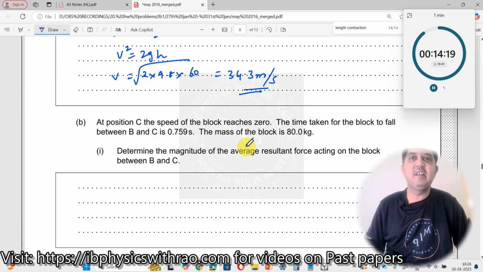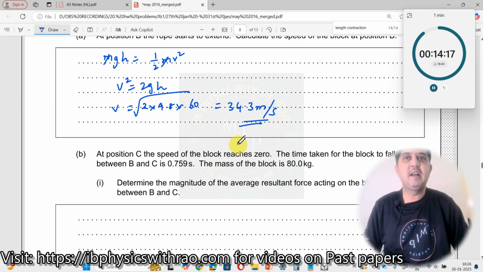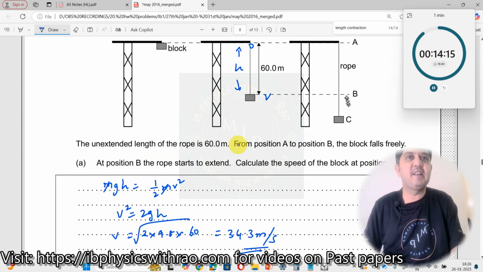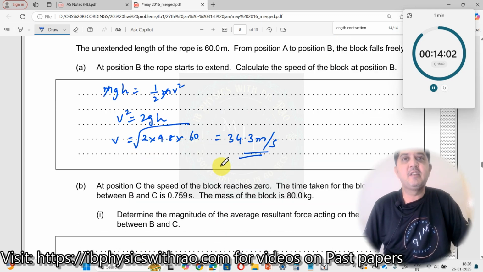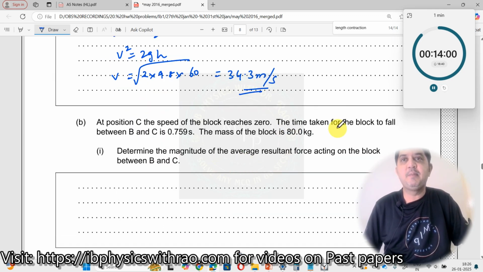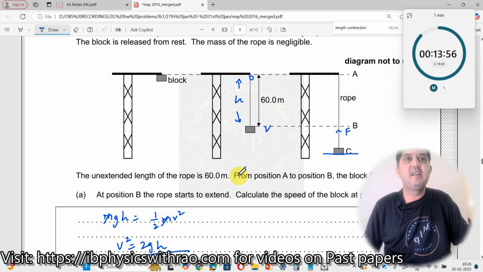At position C, the speed of the block reaches 0, because it has to keep on extending. As it starts extending, there is a restoring force acting upwards. So the velocity of the block definitely has to reduce as it comes, and when it reaches this point, velocity becomes 0. Okay, maximum extension. Now let us read what is happening. Time taken for the block to fall from B to C is 0.759 seconds.